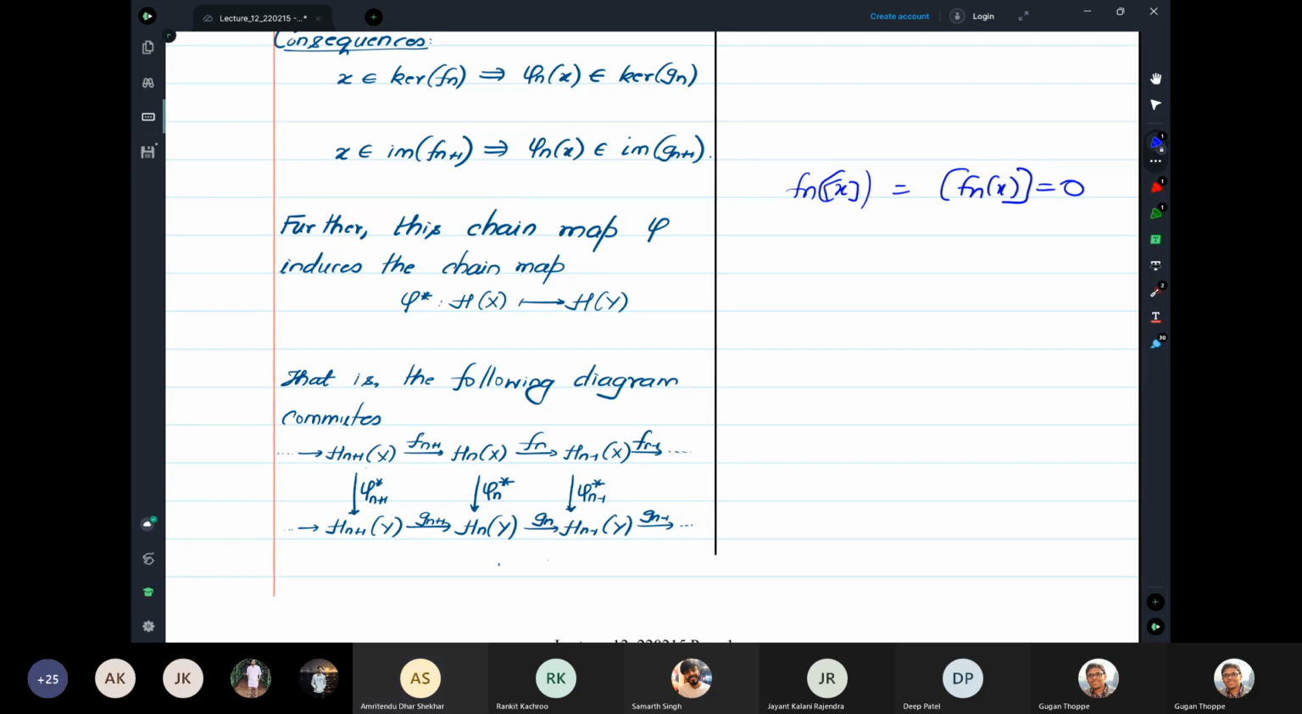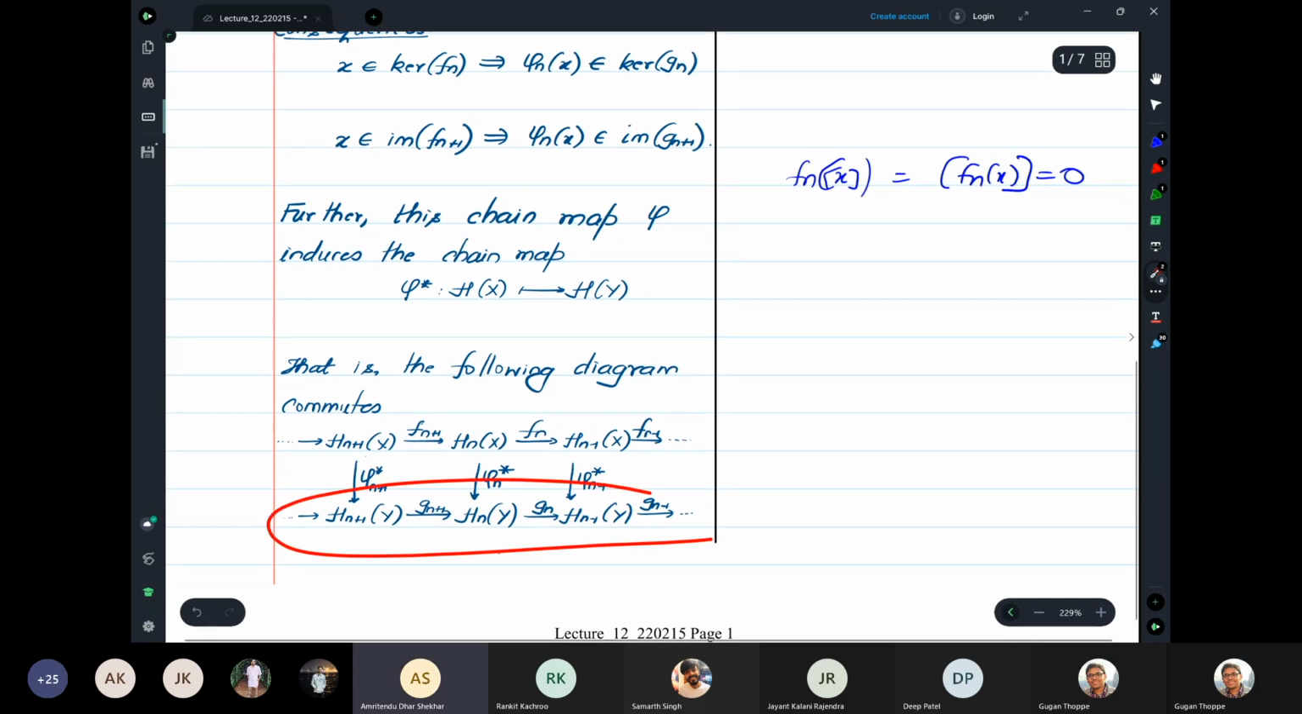I hope I'm not missing something. So you have an f_n function over here and it will map everything to zero over here. So it is correct. At least as far as I understand, there is no issue with the way we have defined it. Is this okay? Yes. So you are right that the commutativity part will be trivially true. But we will discuss that.